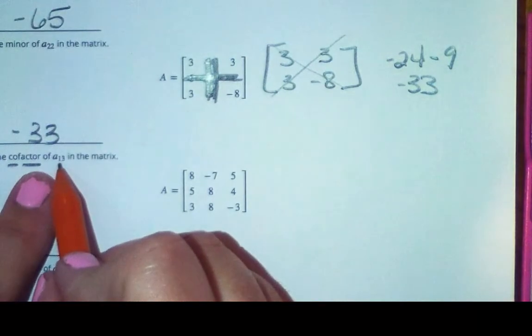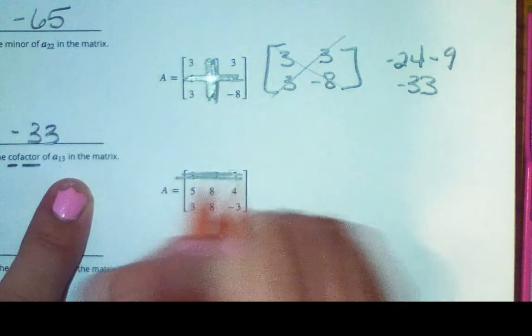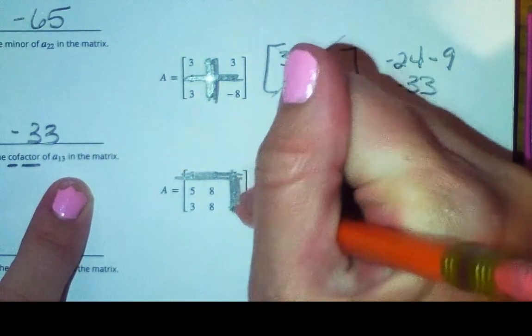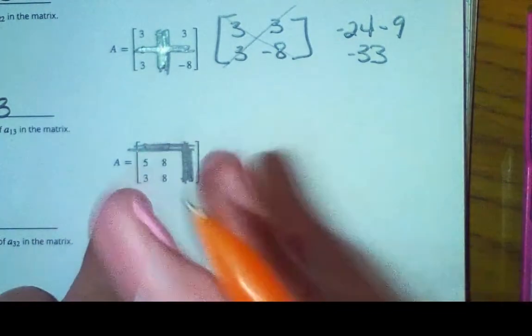So it says find the cofactor of A13. So first row, third spot. I'm going to kill that row. I'm going to kill that column. And I'm going to find the minor, or the determinant, sorry, of what's left, which is the minor.